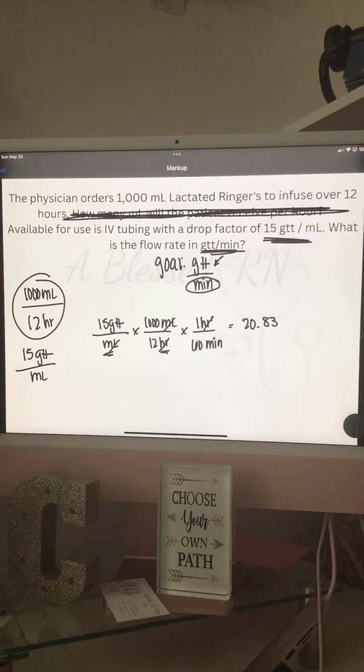I multiply across the top and get a number, multiply across the bottom and get a number. But I use the calculator trick. Keep everything inside the calculator. And that's a time-saving kind of trick that I can show you if you would like me to. So 21 drops per minute. 21.